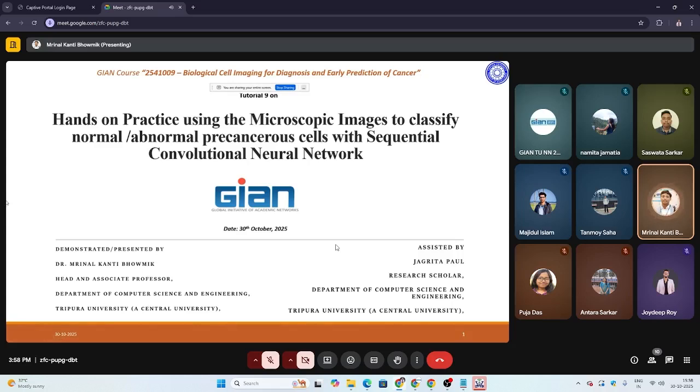Today my topic will be hands-on practice using microscopic images to classify normal and abnormal precancerous cells with a sequential convolutional neural network. Proceeding towards my first slide.